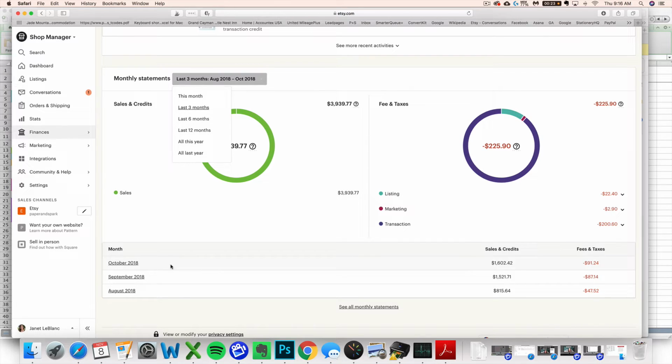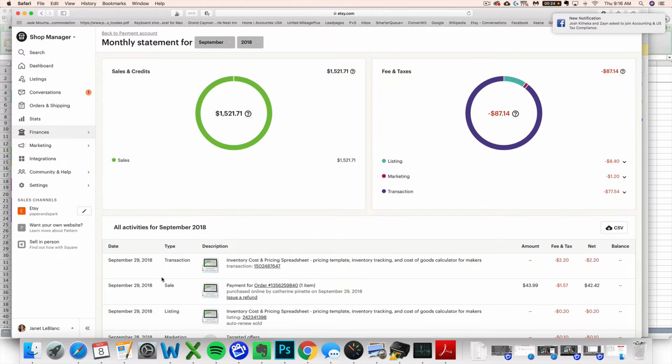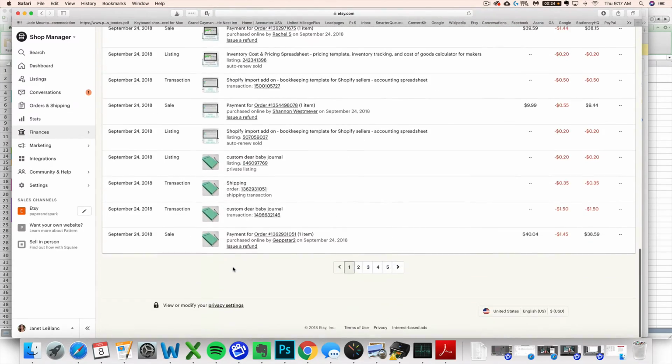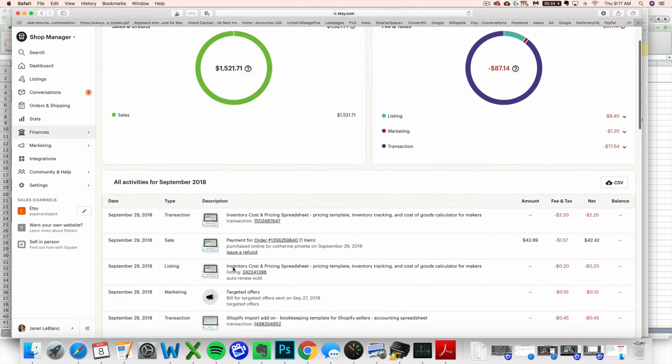I'm going to take a look at September 2018 for reference sake. So here is the monthly statement for September. You've got this circle here with sales and credits, this fees and taxes circle, and then a list of all your individual activity transactions down here.